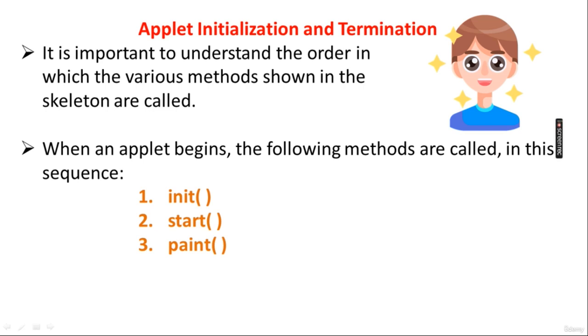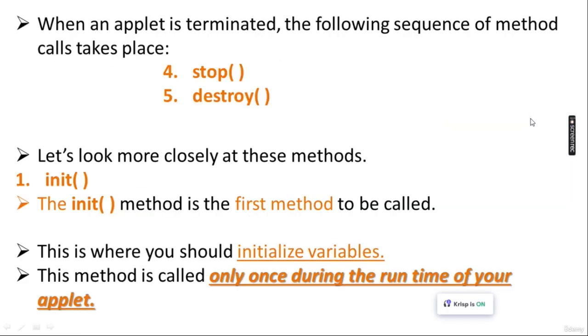We will see which methods we use to handle the overall applet. We have to understand the order in which the various methods are called. When an applet begins, the following methods are called in this sequence: init, start, paint. And when an applet is terminated, first of all stop is called and then destroy is called. We will see all these methods one by one.